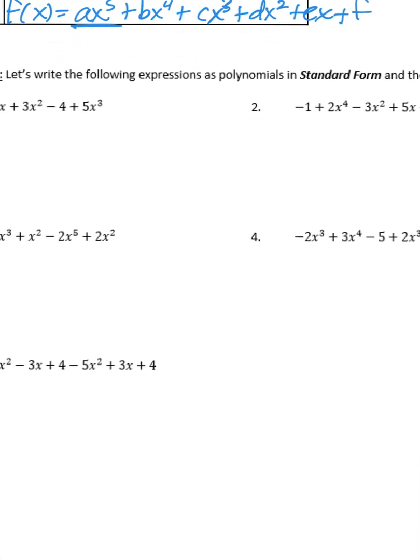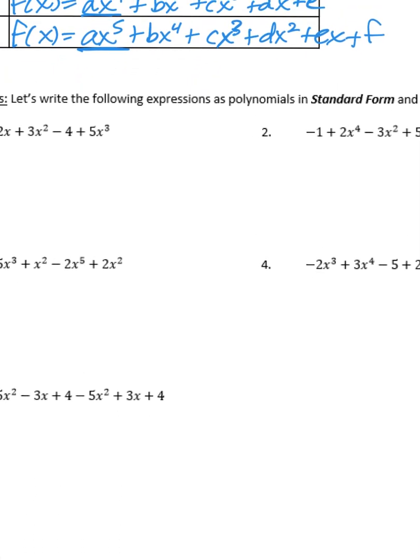So now we're going to do some examples where we're going to write the polynomials in standard form and then classify them by their degree and the number of terms. So standard form, we have to start with the largest exponent. So in number 1, that is 5x cubed. After that, we have 3x squared. Next is the linear term 2x, and finally the constant term minus 4.